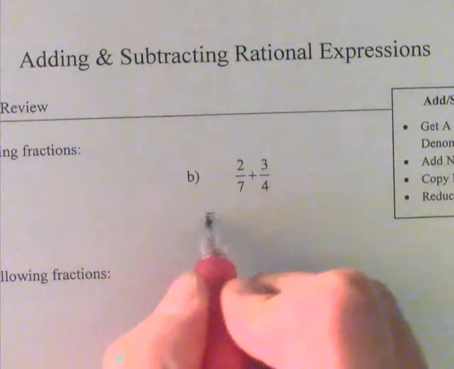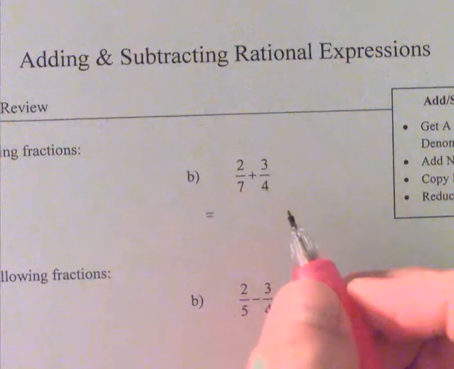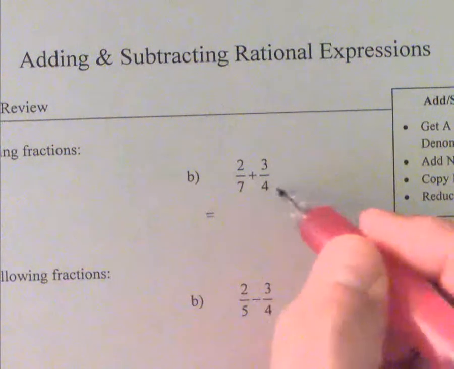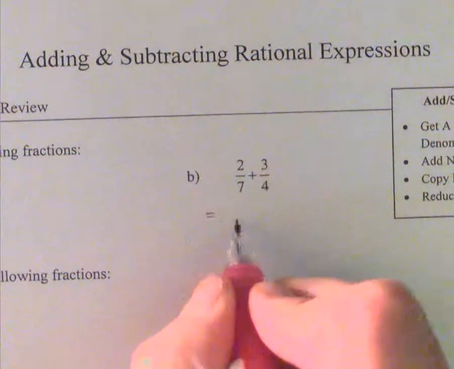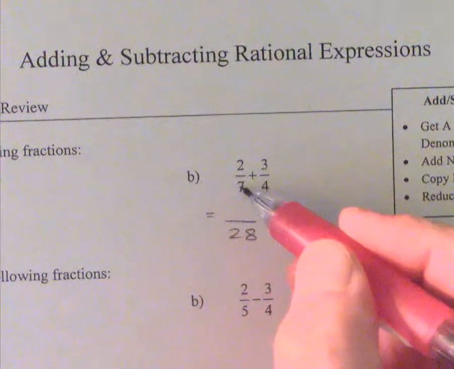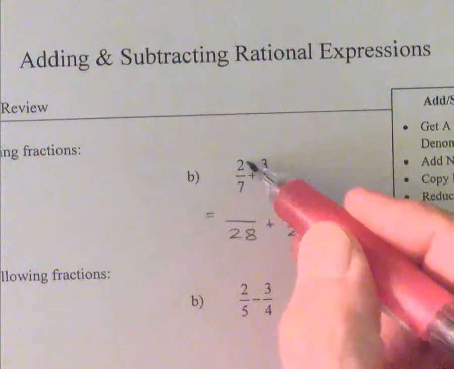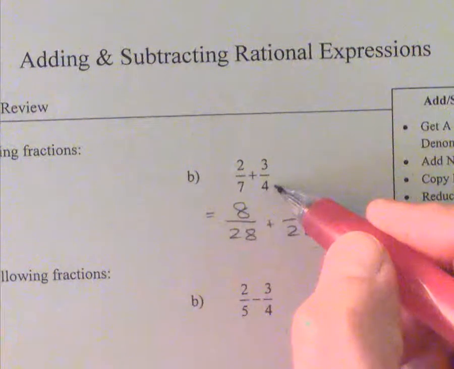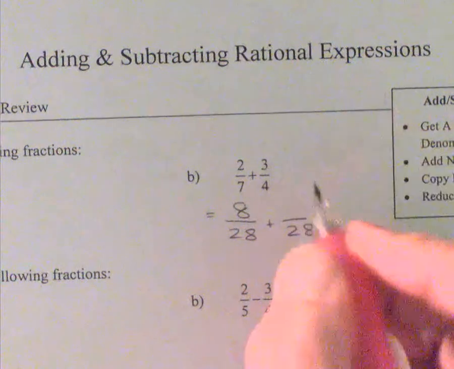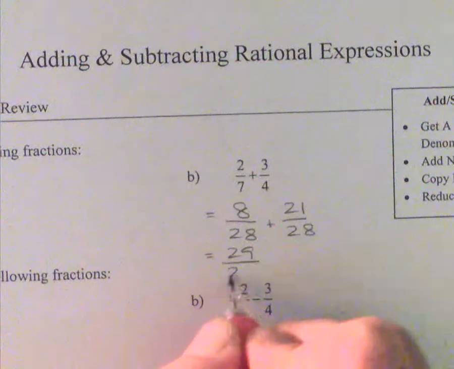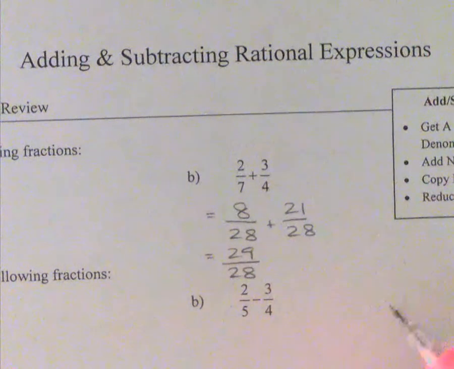In this case, we have a denominator of 7 and one of 4, and I need to have them over the same denominator so that I'm able to add them. So I look at 7 and 4 and what they can both go into, and they can both go into 28. So I'm going to say this is over 28, and this is over 28. 7 was multiplied by 4, so I multiplied 2 by 4 as well, and I get 8. 4 was multiplied by 7, so 3 needs to be multiplied by 7 as well, so we have 21. I add the numerators. I have 29 over 28. 29 and 28 cannot reduce, and so that's the answer.